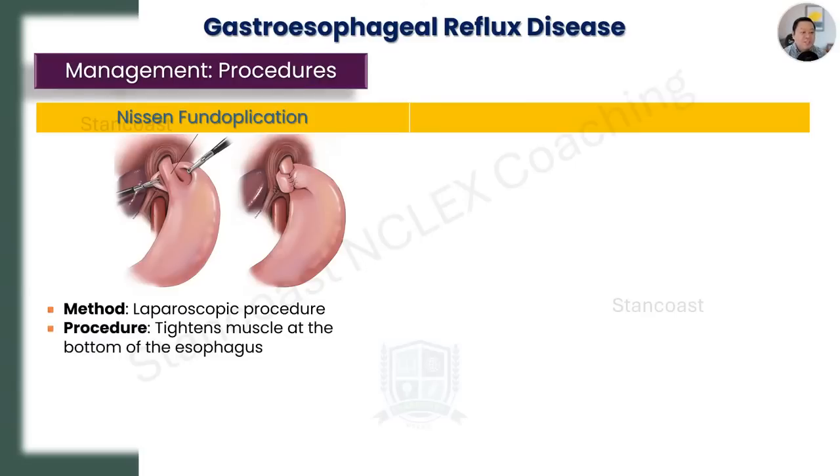Now, the procedure itself will help tighten the muscle at the bottom of the esophagus. Take a look right here and how it's done. So it's basically tightening the muscle at the bottom of the esophageal junction. And this is a procedure that is typically reserved for those patients with severe chronic GERD who are not really responding well to the meds or maybe lifestyle changes. It's also useful for those patients with weakened LES, which contributes to the acid reflux.